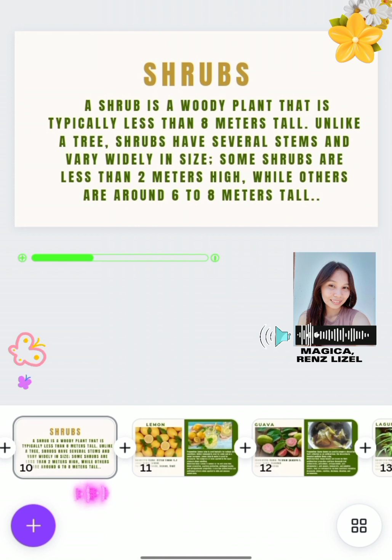One of the classifications of medicinal plants is shrub. A shrub is a woody plant that is typically less than 8 meters tall. Unlike a tree, shrubs have several stems and vary widely in size. Some shrubs are less than 2 meters high, while others are around 6 to 8 meters tall. So basically, shrubs are small trees.